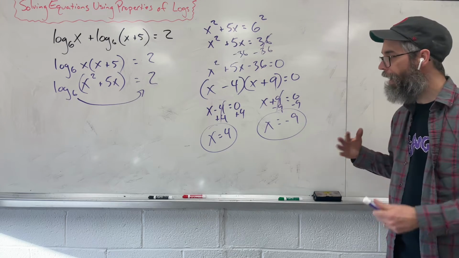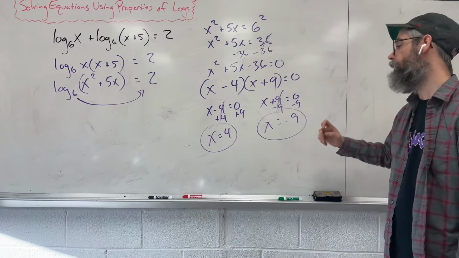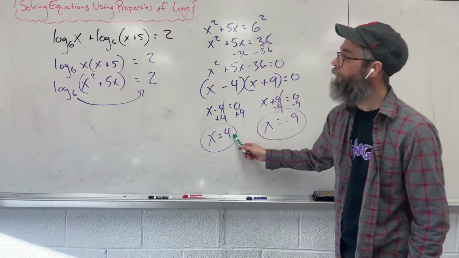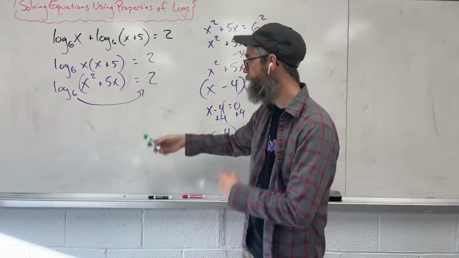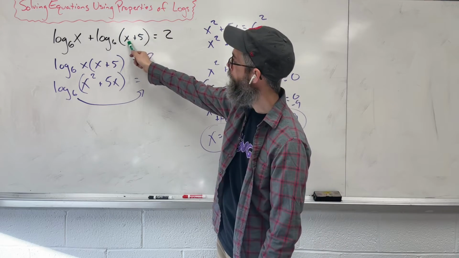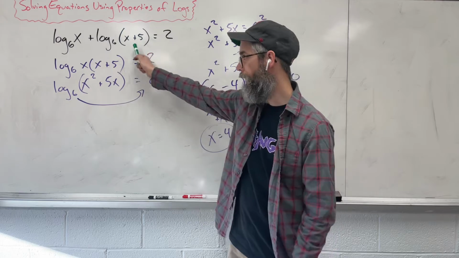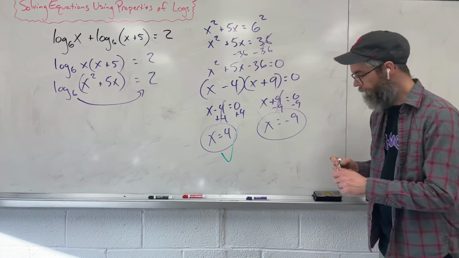Now we have to go back and check this stuff to make sure that they work, because we're dealing with an equal sign, we're dealing with logs, we should always check our work. So if I take 4 and I plug it back in, can I take log base 6 of a positive 4? Yes. If I take that 4 and plug it right there, what's 4 plus 5? 9. I can have a positive 9 in there. We're allowed. This right here is an answer.